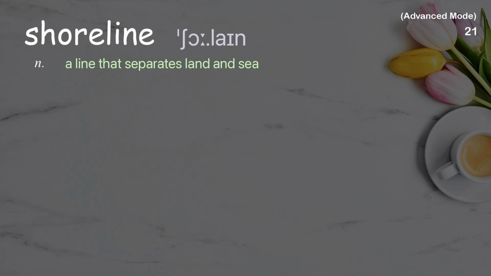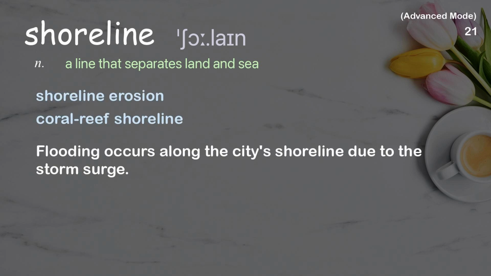Shoreline. A line that separates land and sea. Examples: Shoreline erosion. Coral reef shoreline. Flooding occurs along the city's shoreline due to the storm surge.